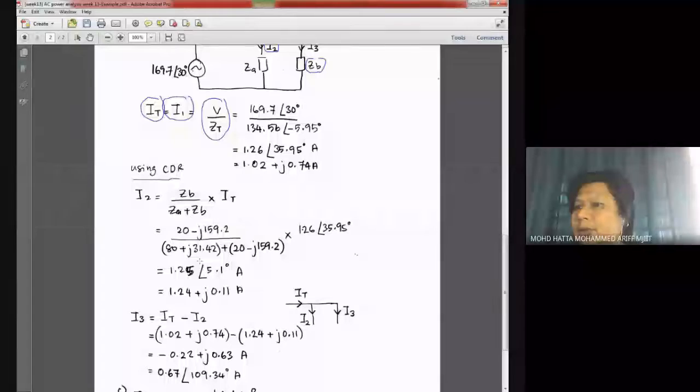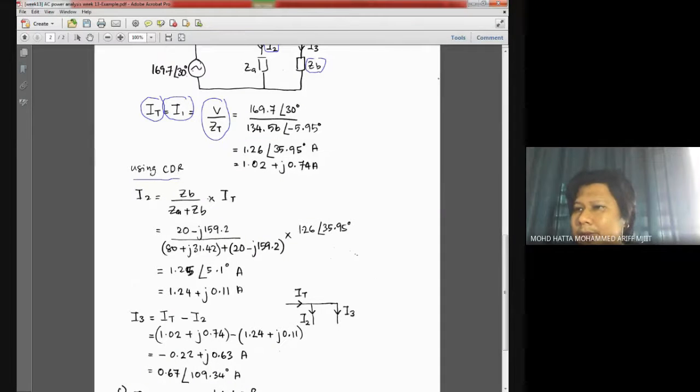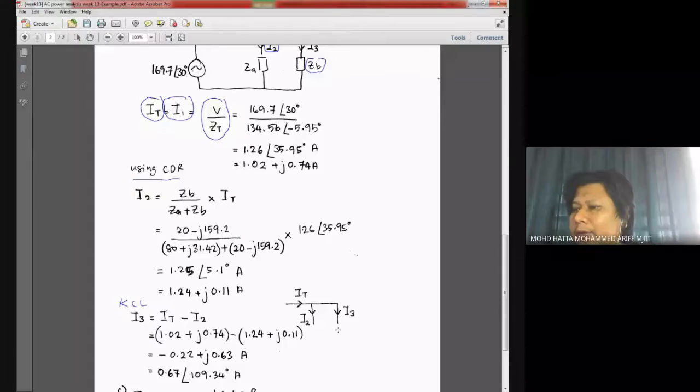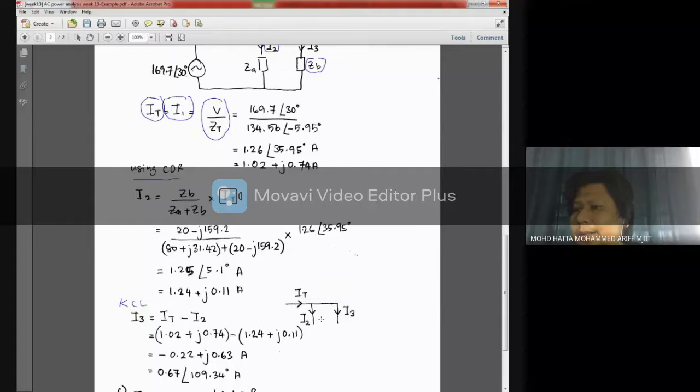And you can also use the current divider rule to calculate I3, but I think the easiest and fastest way is by using KCL. Remember that KCL says the sum of current in equals the sum of current out. Considering this branch, we have current in, which is IT, and current out, which is I2 and I3. Since we have the total current over here, if we subtract the current that we found for I2, we will simply get I3.